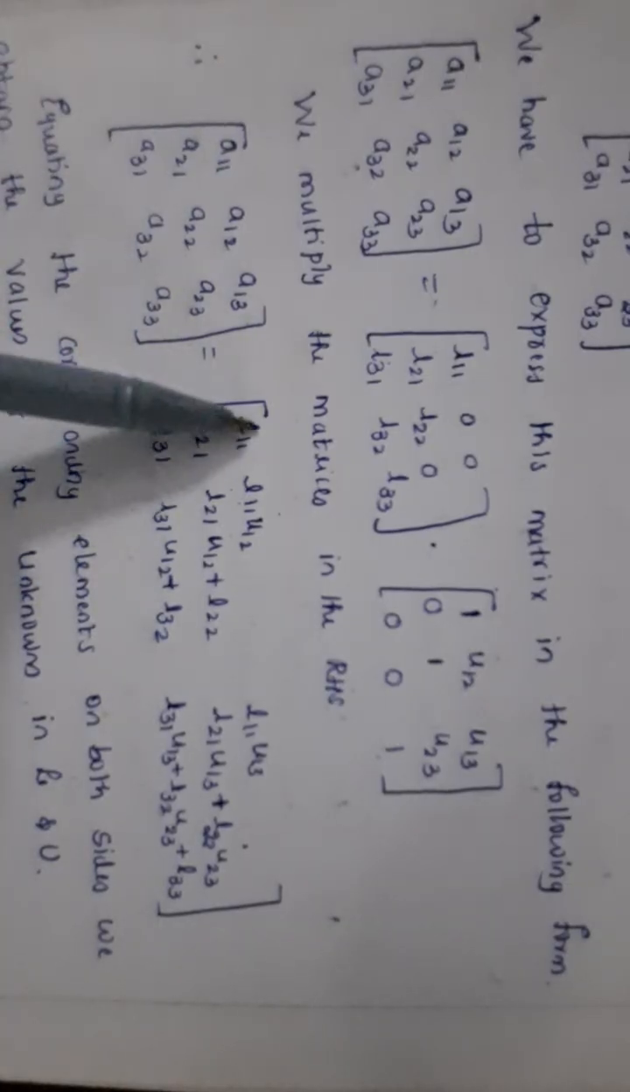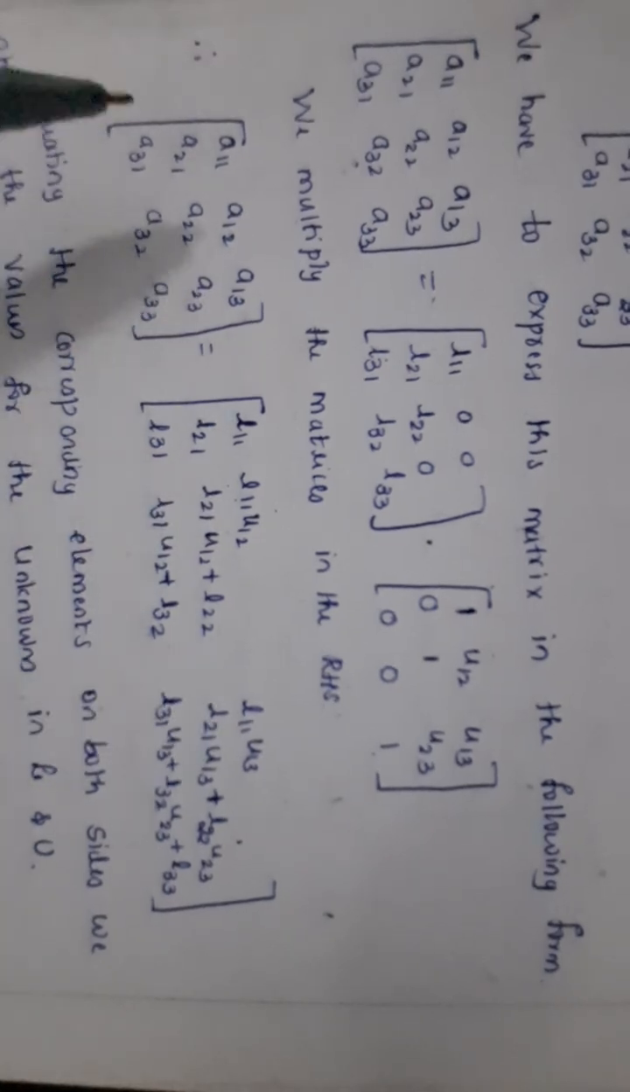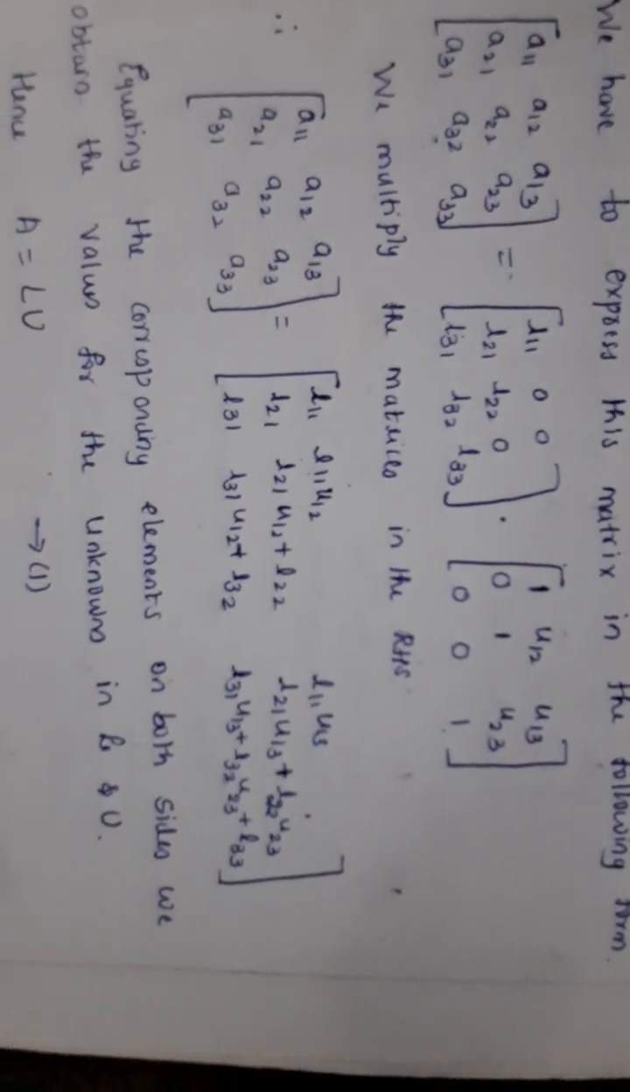After writing that, we multiply them. We multiply this into this, this into this, likewise we get this particular matrix after multiplication, that is the row into the column. Likewise we get all these terms. Once we get them, we equate the corresponding elements: A11 to the first element, A12 to the second element, A13 to the third element. Likewise, we equate the corresponding elements and find the values of the unknowns required for L and U.